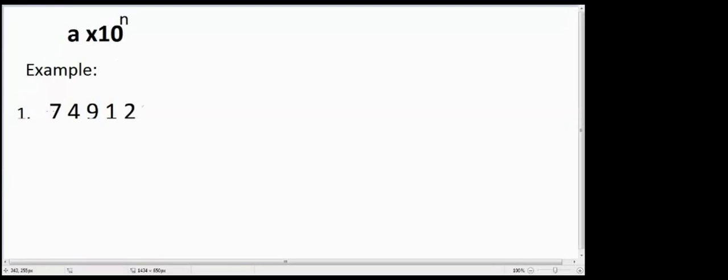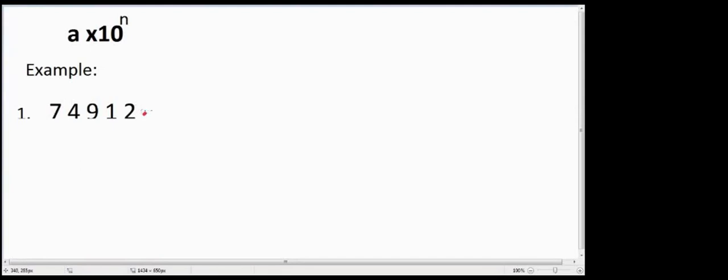Here we have 74912, and we are going to write this number into standard form. We want it to look like a times 10 to the n power, right? So this number starts with a number that is greater than zero. Therefore, we have to put a decimal point right here.